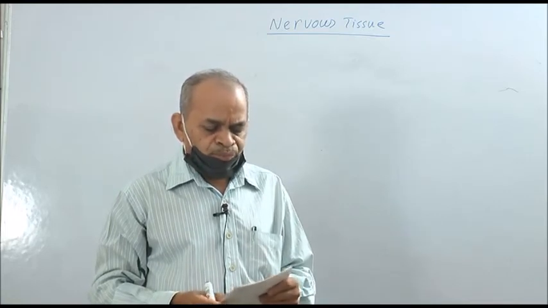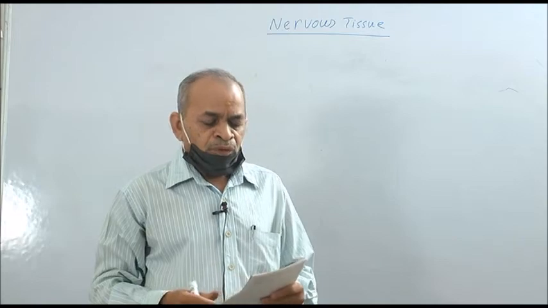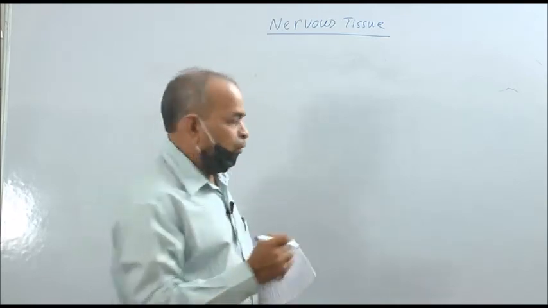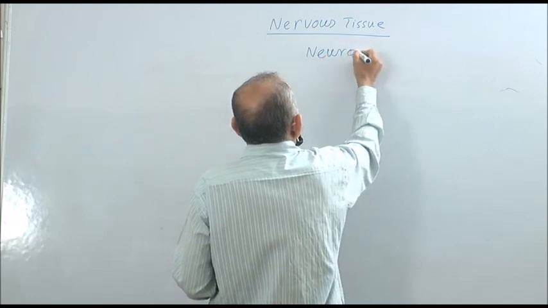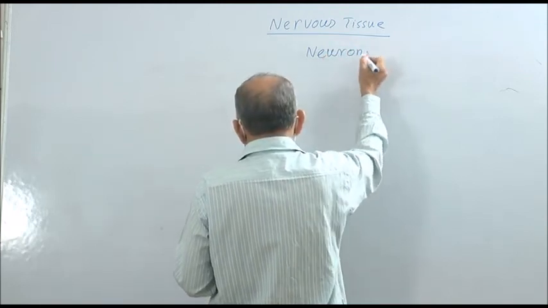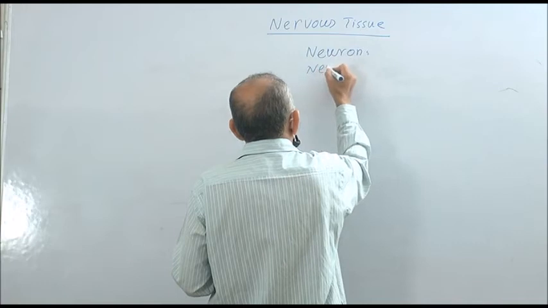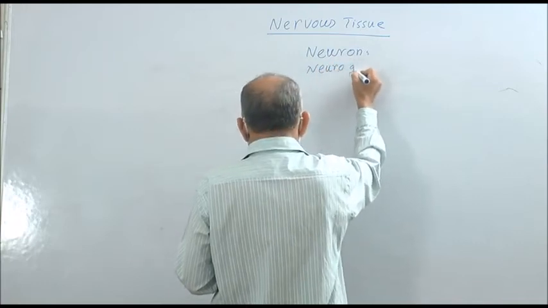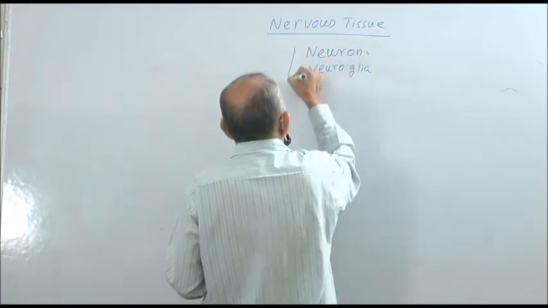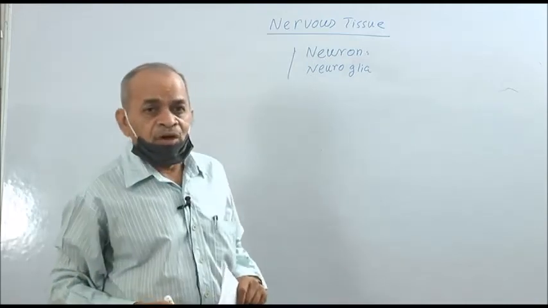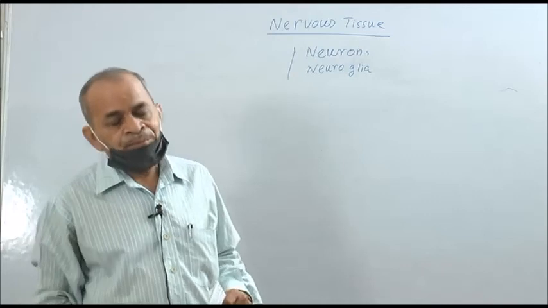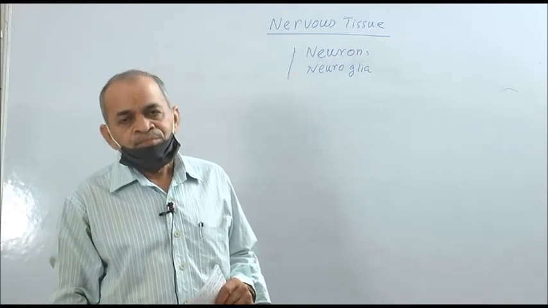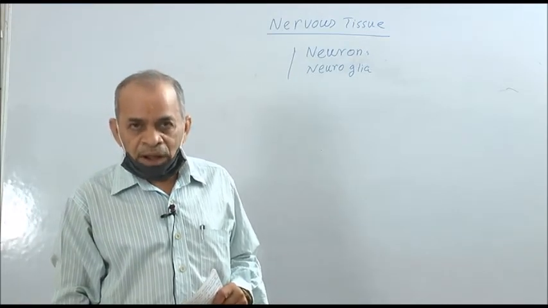Nervous tissue consists of the nerve cells or the neurons, and neuroglia. So, nervous tissue consists of the nerve cells or neurons and neuroglia.